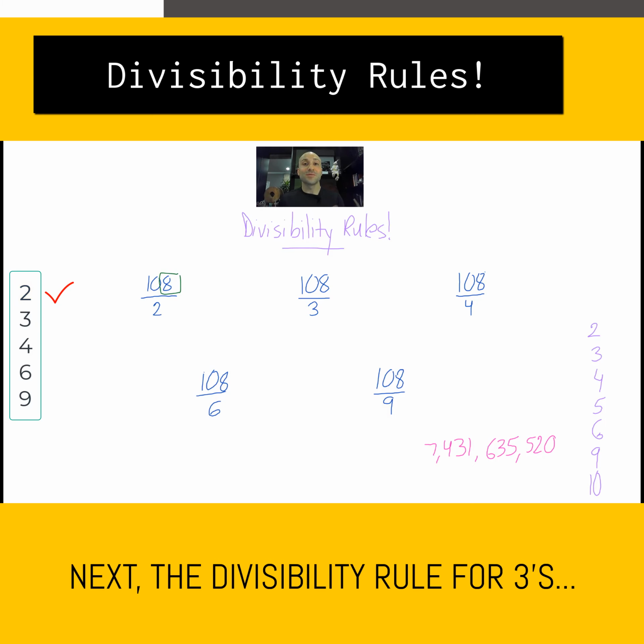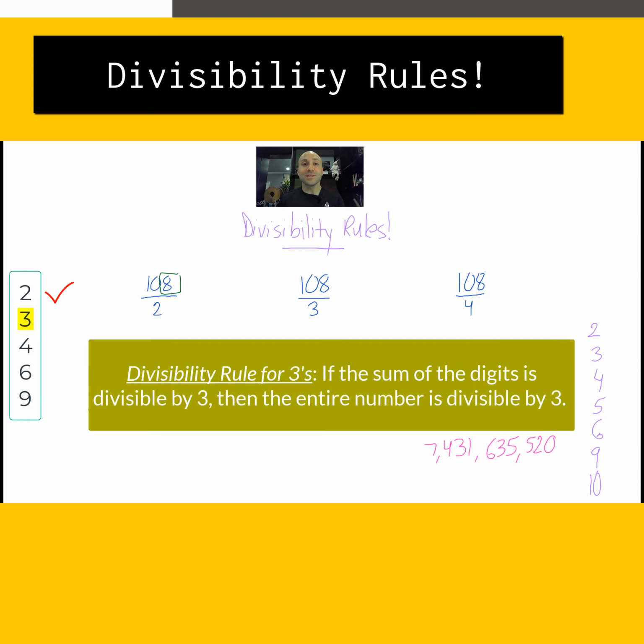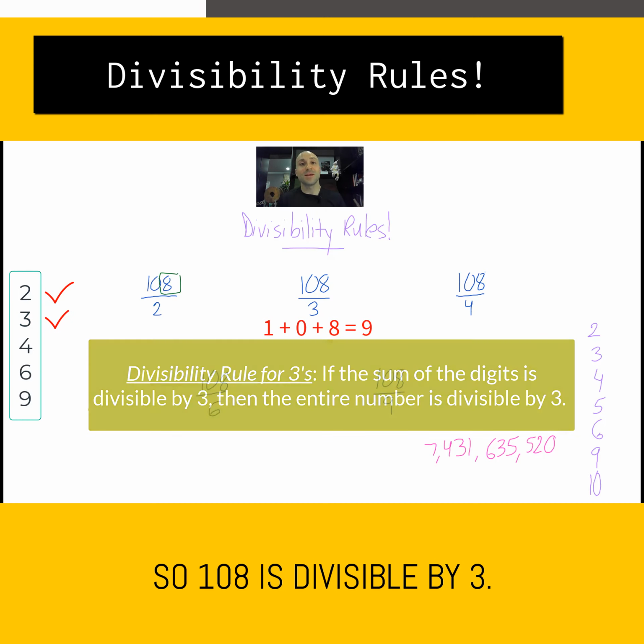Next, the divisibility rule for 3s. If the sum of the digits is divisible by 3, then the entire number is divisible by 3. 1 plus 0 plus 8 is 9. 9 is divisible by 3, so 108 is divisible by 3.